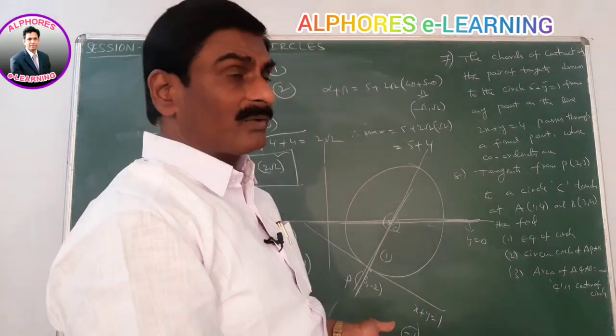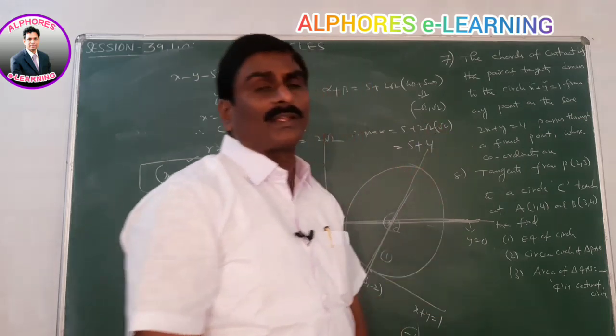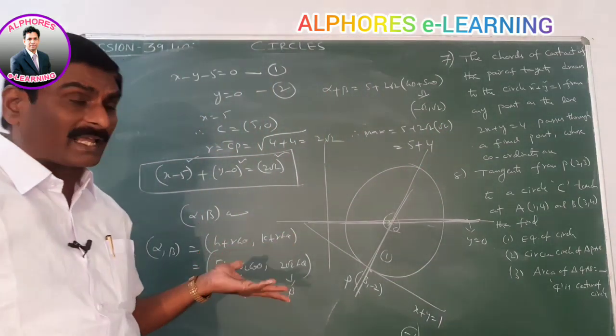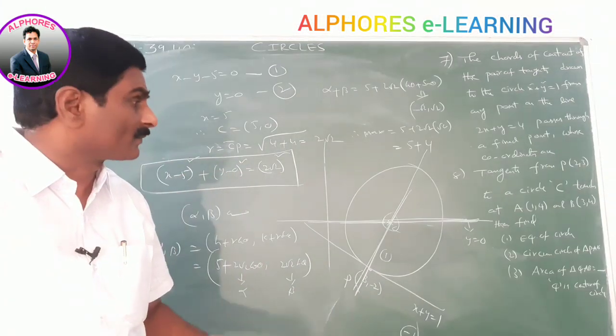What is the minimum value? For getting the minimum value, we take the minimum value of this, minus root 2. 5 minus 4. That is equal to 1. The minimum value of alpha plus beta is 1. The maximum value of alpha plus beta is 9. Okay. Next.